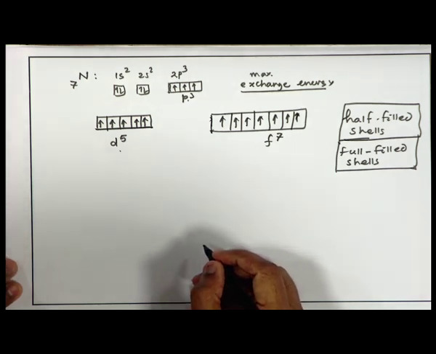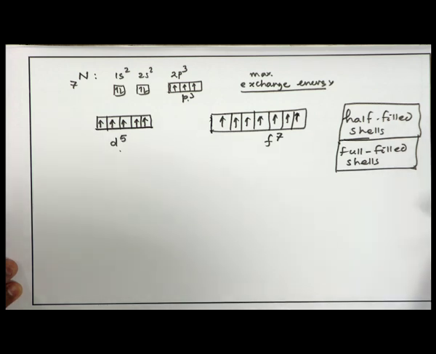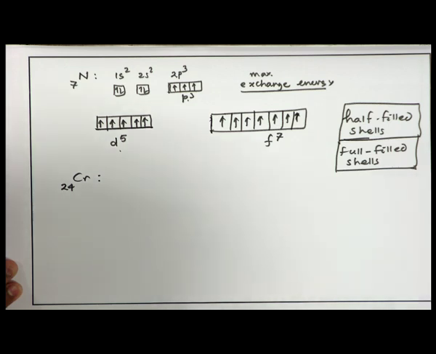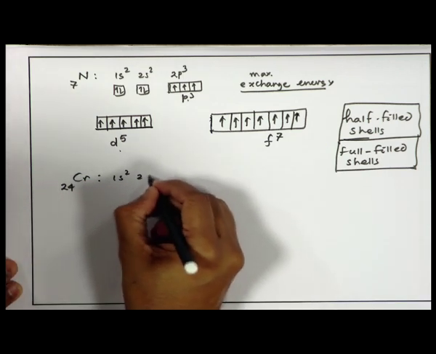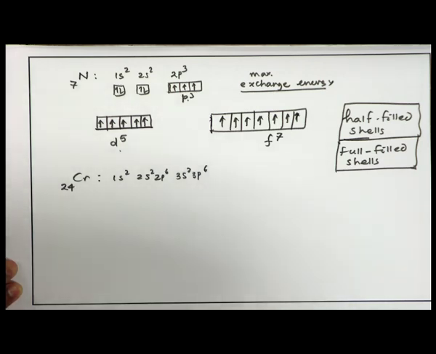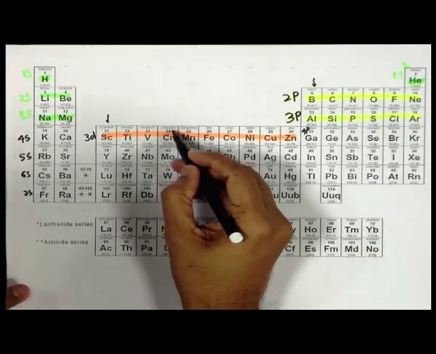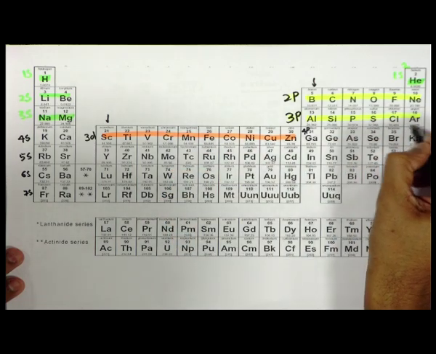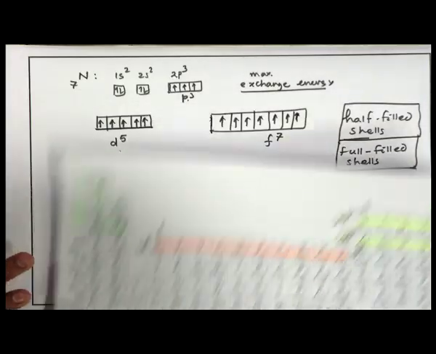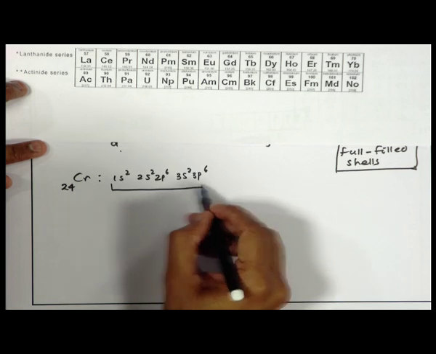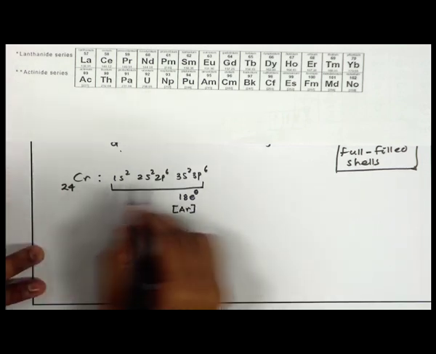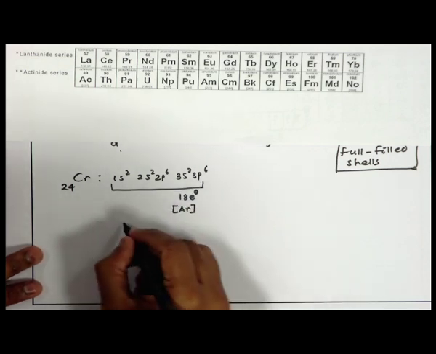We will now take up 2 more examples. The first example is chromium. We have got 24 electrons in chromium. So, for chromium I can write 1s2, 2s2, 2p6, 3s2, 3p6. If you see chromium, it appears here in this place. Before chromium, argon has 1s2, 2s2, 2p6, 3s2 and 3p6. I have got 18 electrons here, and this is the configuration of argon. So, instead of writing all these things, I can write simply argon and then follow what is coming.